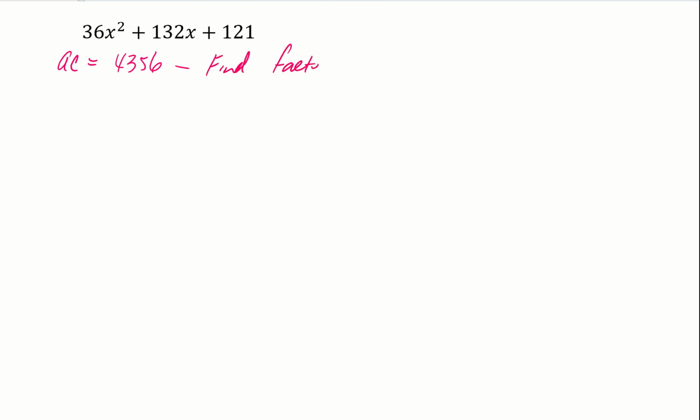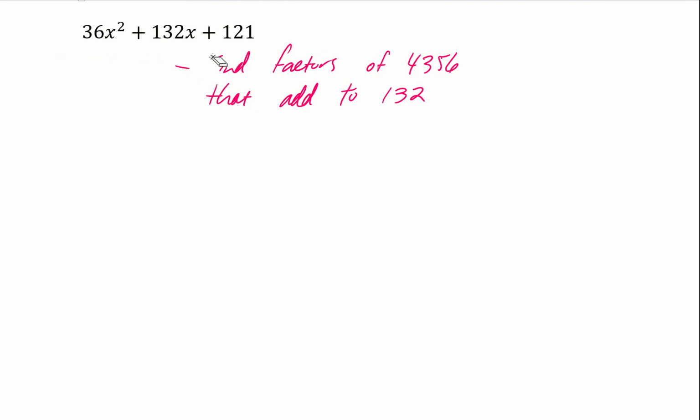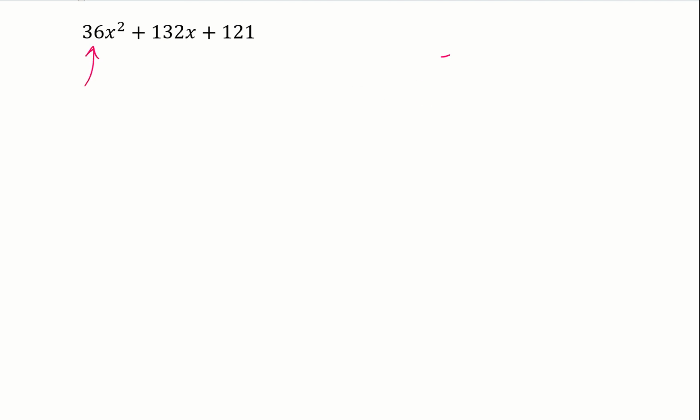So here I would have to find factors of 4,356 that add to 132. Is this possible? Yeah, of course. Is this convenient? No. That's going to take you a long time to figure out. But what you can recognize, and I'm going to erase all of this, is that your first term here is a perfect square.